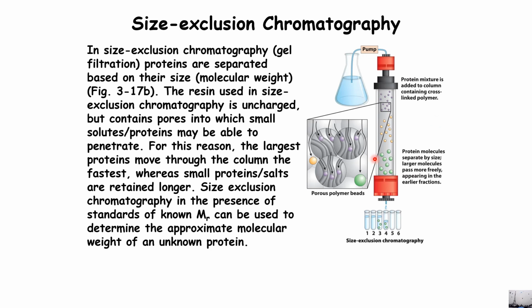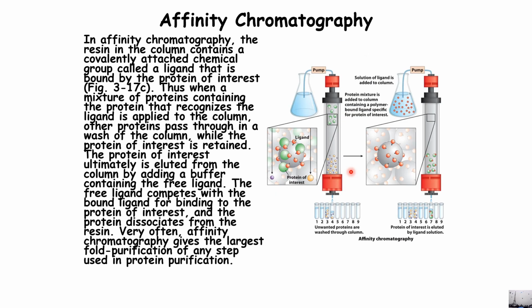These green proteins are not able to enter such small holes, so they will move rapidly through the column and be eluted fast. But the small proteins, which are smaller in size, will be able to enter the holes in this mesh-like structure, and they will be retained for a longer period of time, which is why they will be released at a much later stage and then eluted. That is what happens in size exclusion chromatography, or gel filtration chromatography.